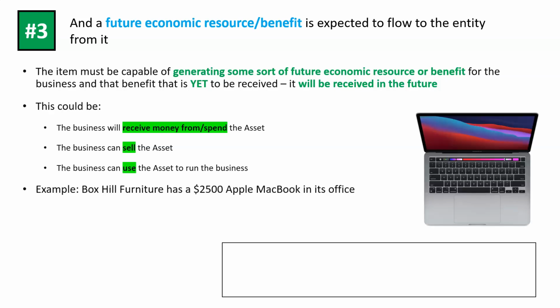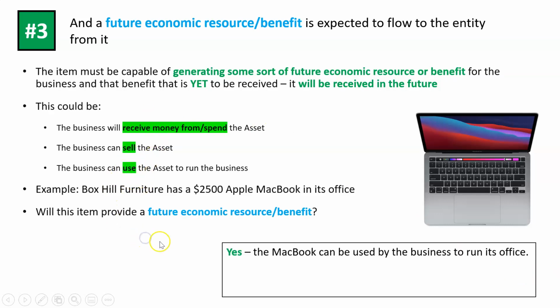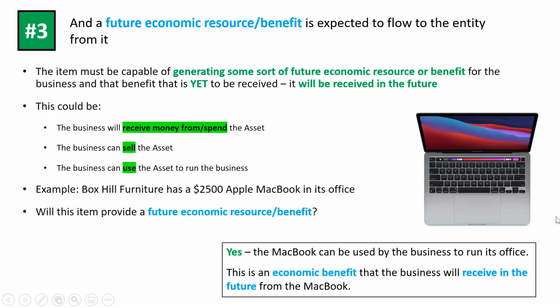So let's have an example. Box Hill Furniture has a $2,500 Apple MacBook in its office. Will this item provide the business with a future economic resource or benefit? Well, assume we're not going to sell it, so we're not going to get money from it. So those two are out. But an economic benefit can be usage. You can use it. So we're going to say yes, the MacBook can be used by the business to run its office. So that is an economic benefit the business will receive in the future. So you got yourself an asset.